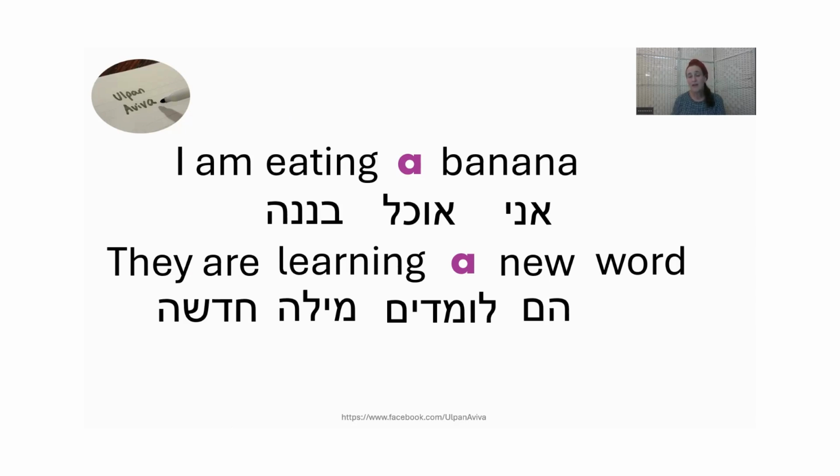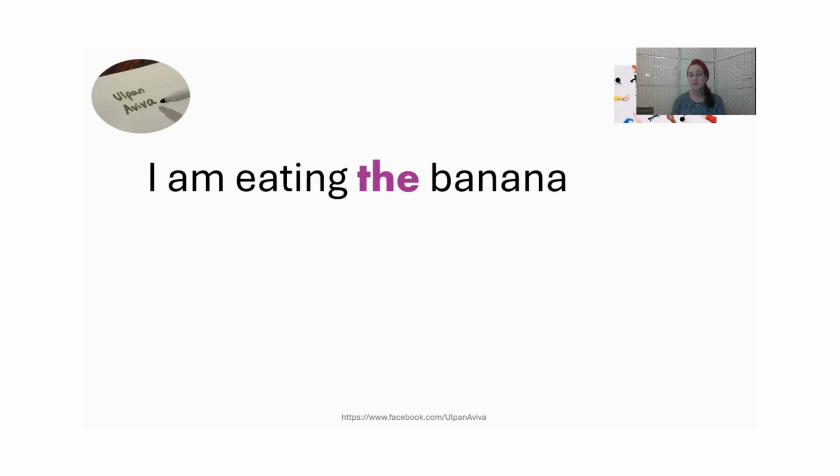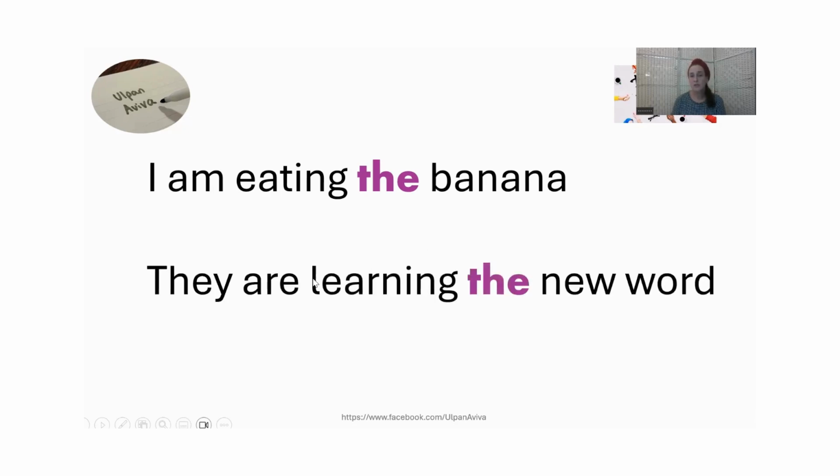Because in Hebrew, we have the exact opposite. This is before a non-specific noun. But if in Hebrew I'm talking about a specific noun, I've got the et, which doesn't exist in English. So let's see in English, when I do talk about something specific, I am eating the banana. Now it's a specific banana. I don't have a or an. I have the, which indicates it's a specific banana. The same about learning new words. They are learning the new word. I don't have an a, I have the instead of it. Now we're talking about specific nouns.